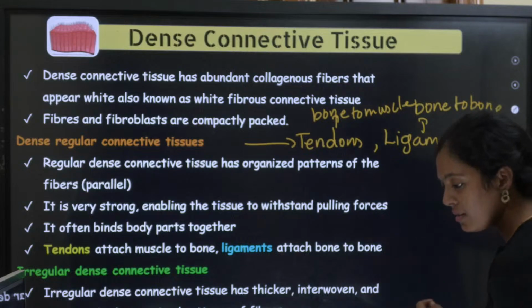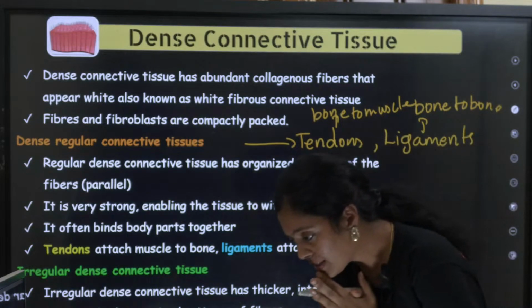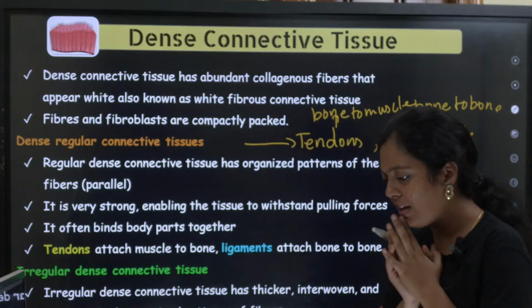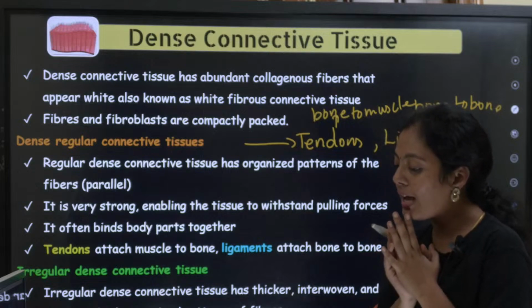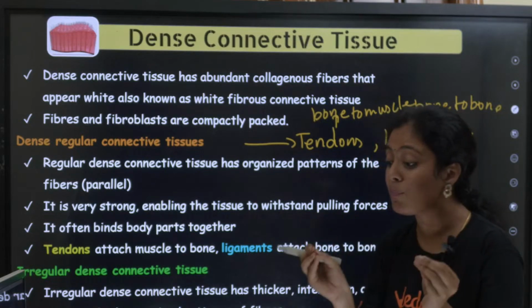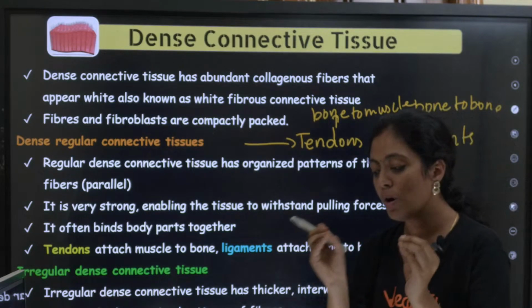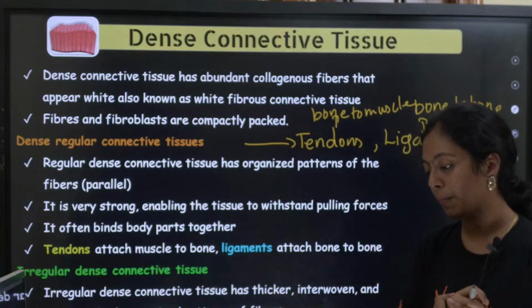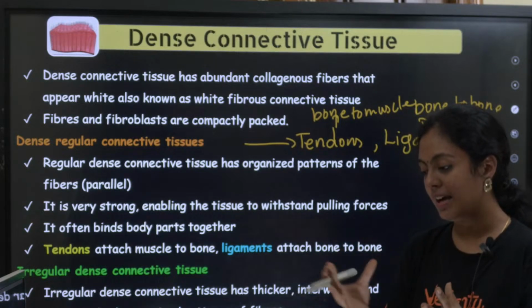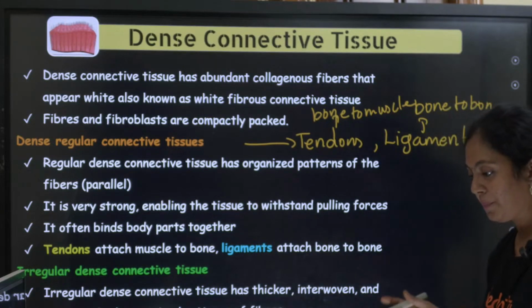Ligaments and tendons. Are ligaments present everywhere in our body? No, they are not present everywhere. They are present where bones are there. Your ligaments will be only between two bones. To be very specific, at the place where two bones connect.